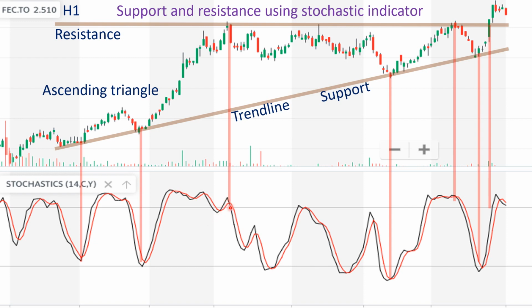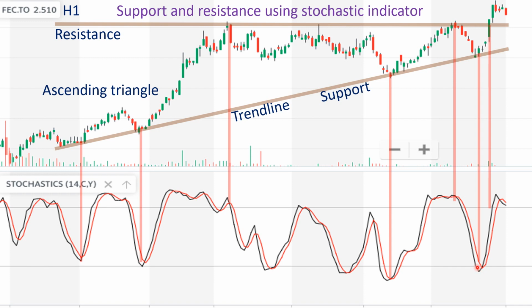Look here, the price and the stochastic indicator are in the overbought zone, so you can exit the market here. And here, look, the price hit the resistance and is bouncing back, so you have to exit the market here. They're both in line. Same thing here, they are in line. Same thing here, they are in line.